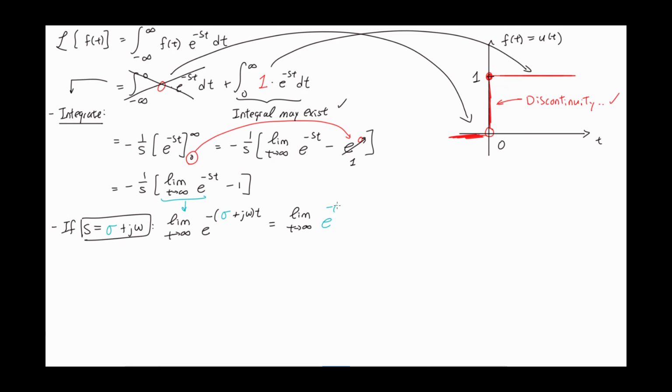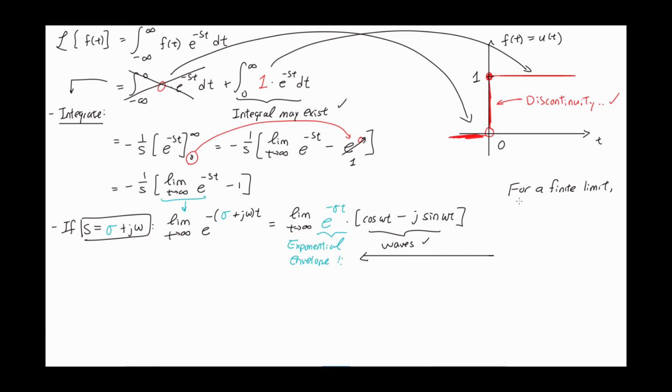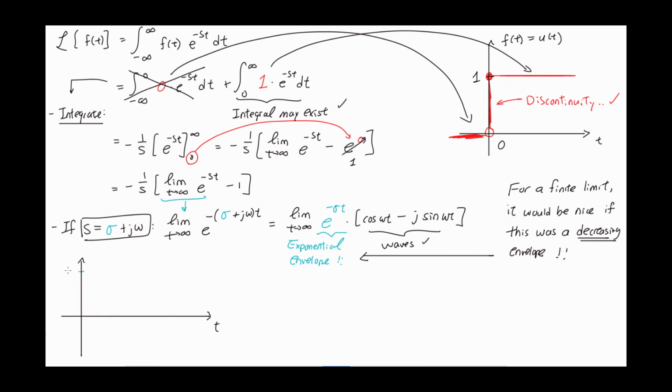That equals probably the exponential envelope times cosine and sine waves, right? Cool. So again, this is waves, and this part is the exponential envelope. Now, that means for the limit to exist, you probably want this exponential envelope to be a decreasing envelope in terms of time. So let's check that guy out right here. So if we would like to have an exponentially decreasing envelope like this for a finite limit.